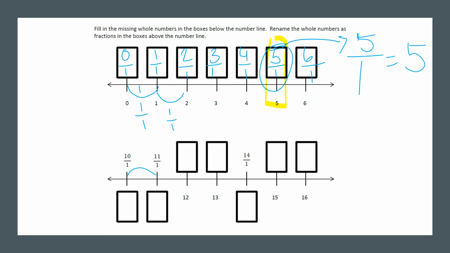10 over 1, 11 over 1, 12 over 1, 13 over 1, 14 over 1, 15 over 1, 16 over 1. We'll fill in those whole numbers below. So 10 over 1 is the same as 10. 11 over 1 is the same as 11. 14 over 1 is the same as 14. You can check by looking at these numbers before and after.